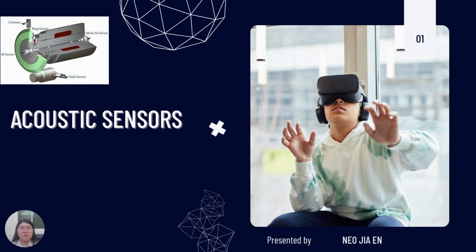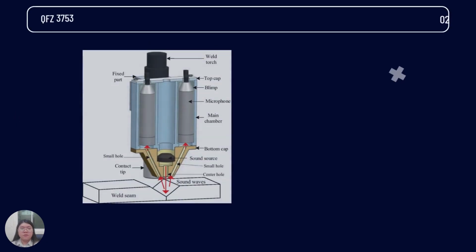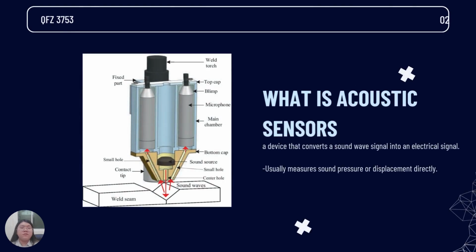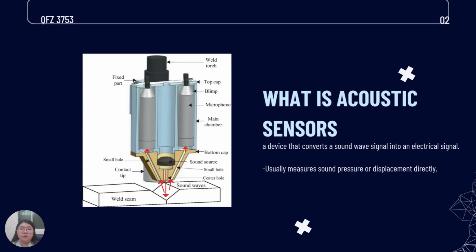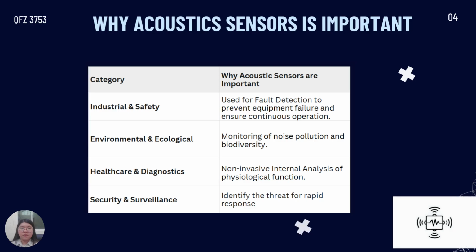Now I will start with the acoustic sensors. What is an acoustic sensor? An acoustic sensor is a device that converts a sound wave signal into an electrical signal. It usually measures the sound pressure or the displacement directly. So why is the acoustic sensor so important?